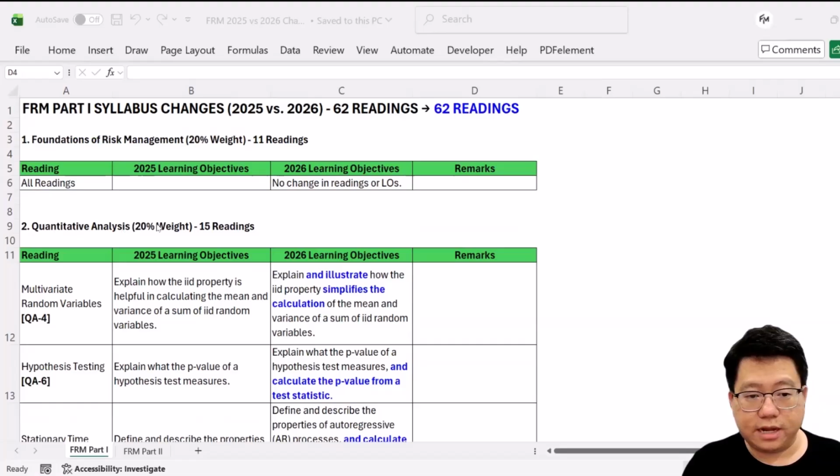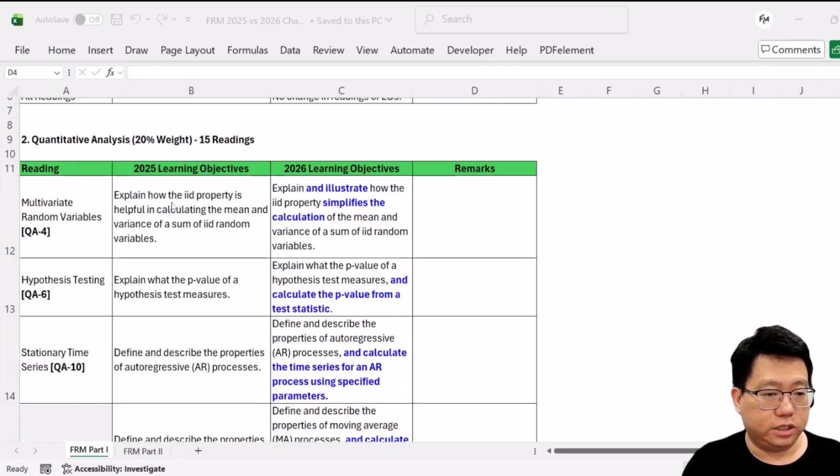For Quantitative Analysis, there are some updates to the learning objectives. For chapter number 4 on multivariate random variables, of course they've just refined the learning objective, but nothing major here. For hypothesis testing in reading 6, now they added that you will need to be able to calculate the p-value from a test statistic.